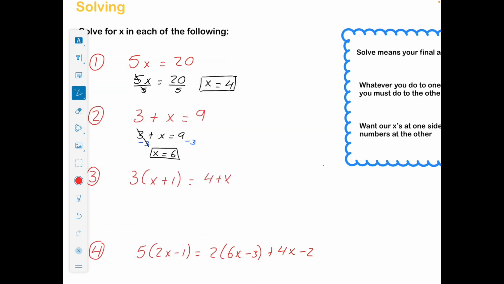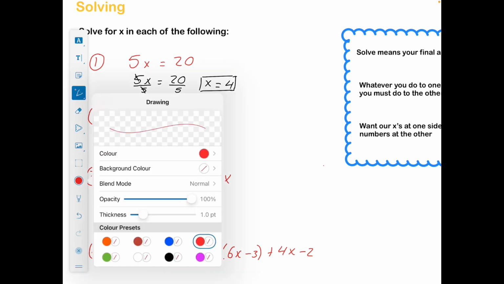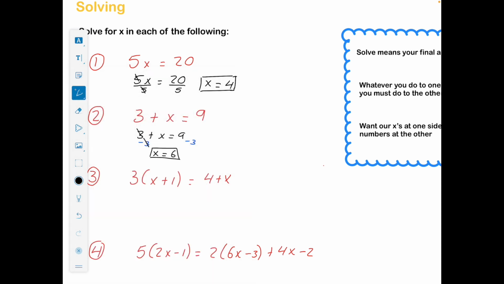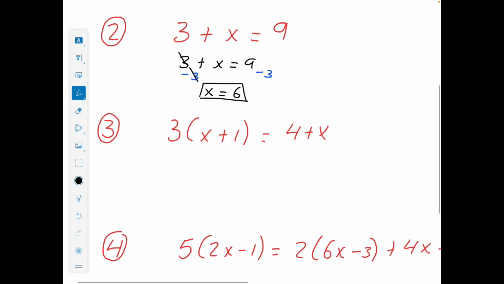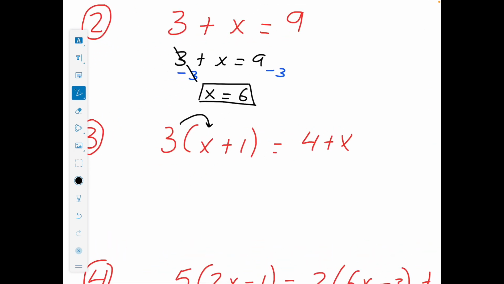Okay, so they were both fairly straightforward. We'll look at a few more tricky examples here. Sorry, that should have been an x. So we have 3 multiplied by x plus 1 is equal to 4 plus x. First thing when we see this, we're going to multiply out the bracket. So 3 multiplied by x is 3x, and 3 multiplied by 1 is plus 3, is equal to 4 plus x.